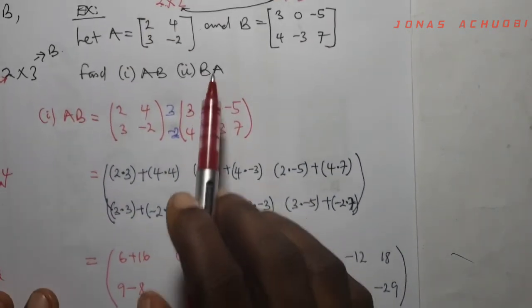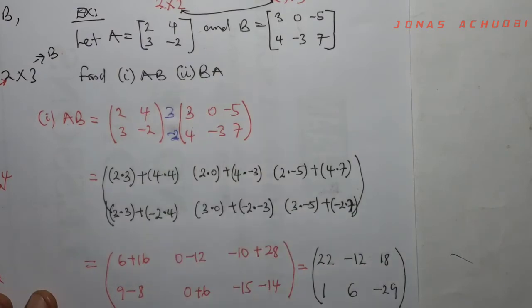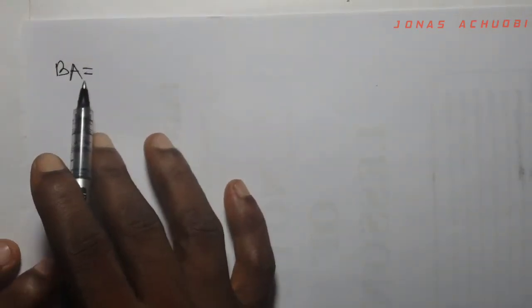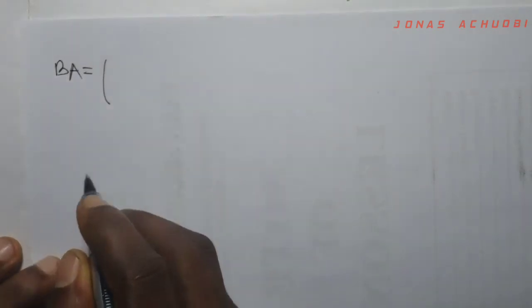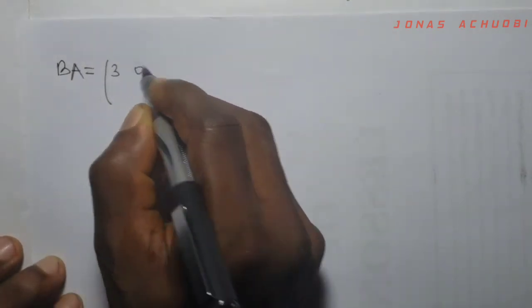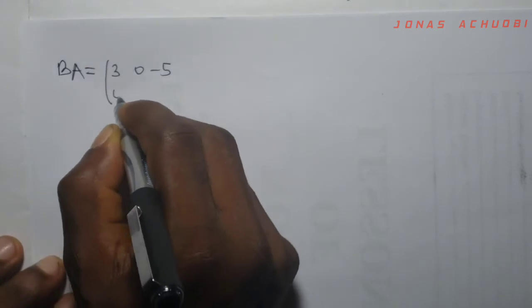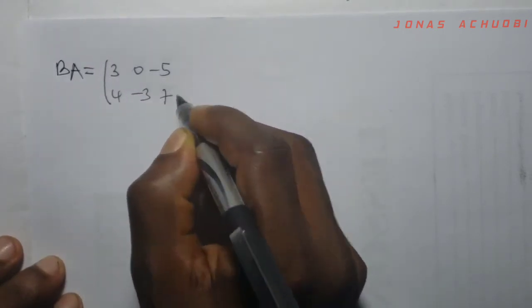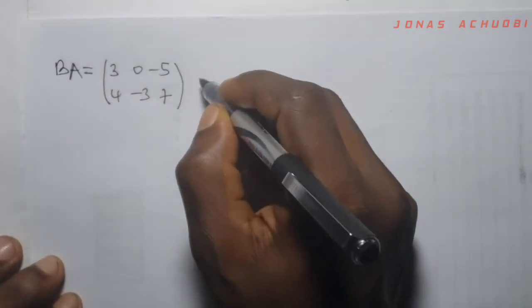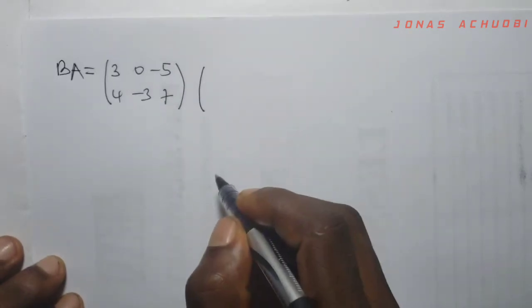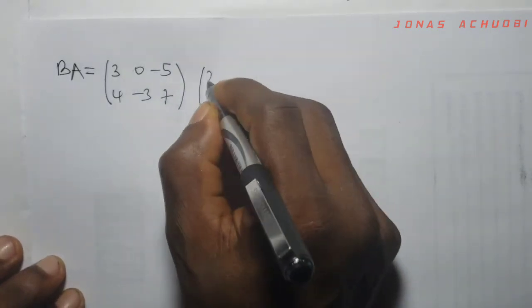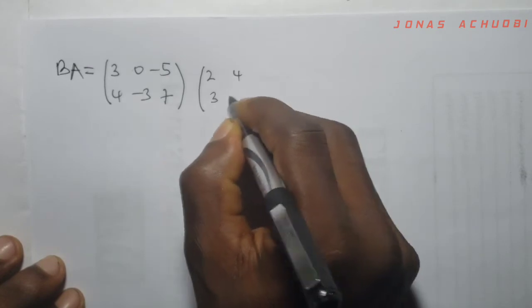So we want to perform now BA and see if BA will be the same as AB. So for BA, we'll put down matrix B first. So 3, 0, negative 5, 4, negative 3, and 7. Then we'll leave a little space again and put in matrix A. Matrix A is 2, 4, 3, and negative 2.